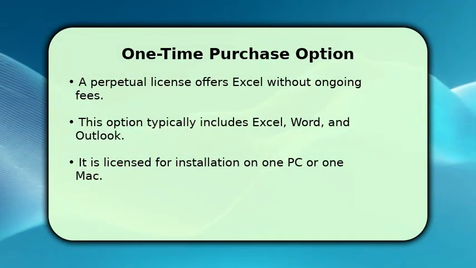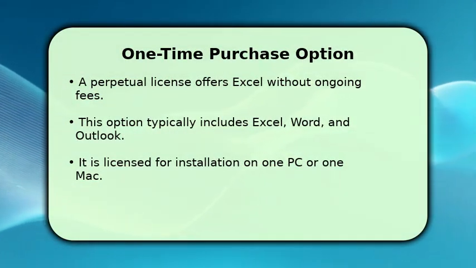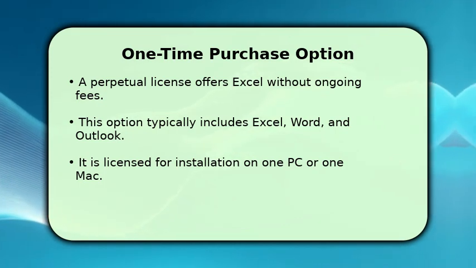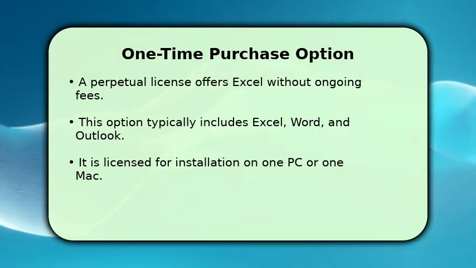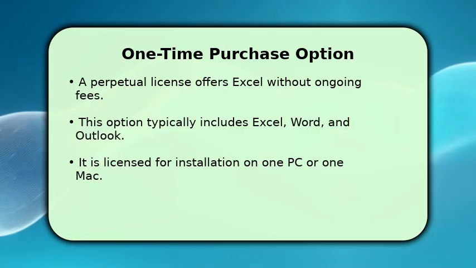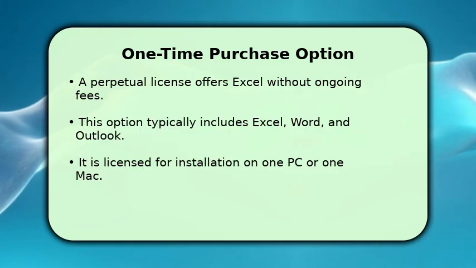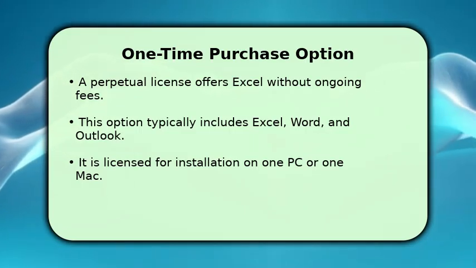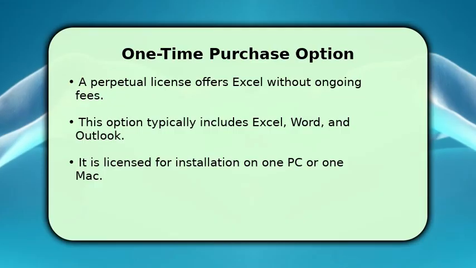For those who prefer a single purchase without recurring fees, a one-time purchase of Office Home and Business is an excellent choice. This package usually includes Excel, Word, and Outlook, providing essential tools for productivity. You buy it once and own that specific version indefinitely, licensed for 1 computer. While it doesn't include future version upgrades, it's a solid option if you don't need the latest features annually.